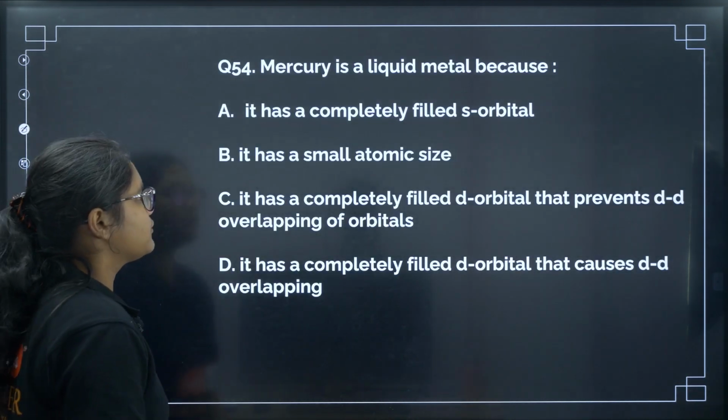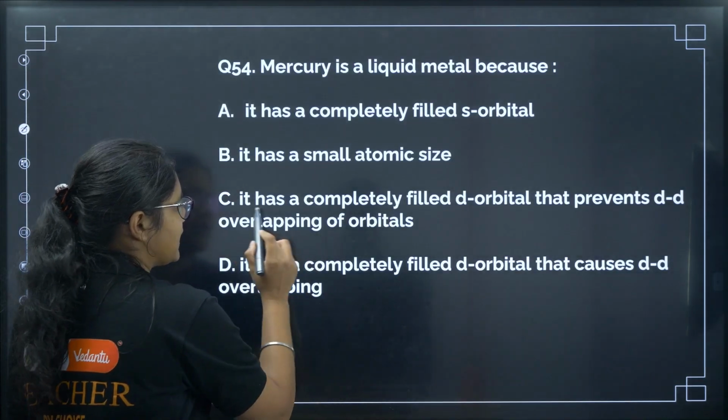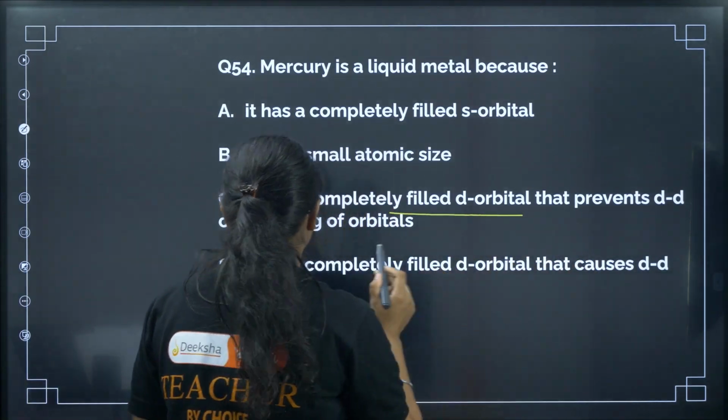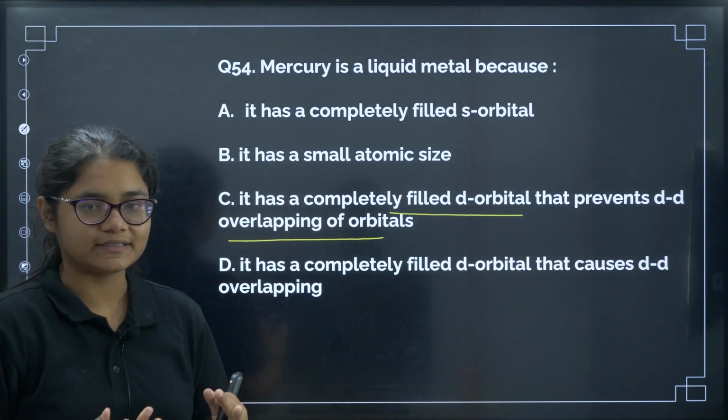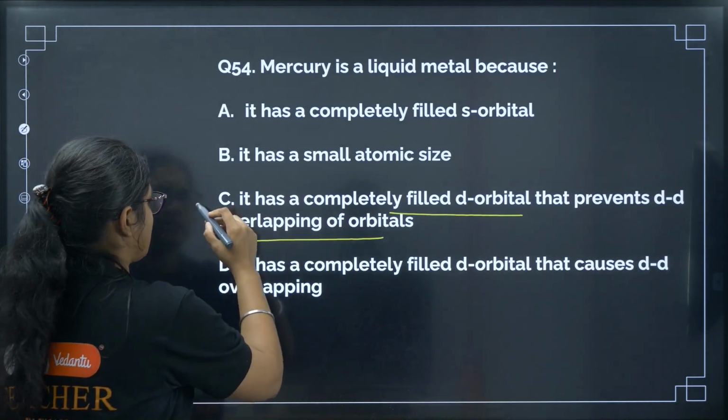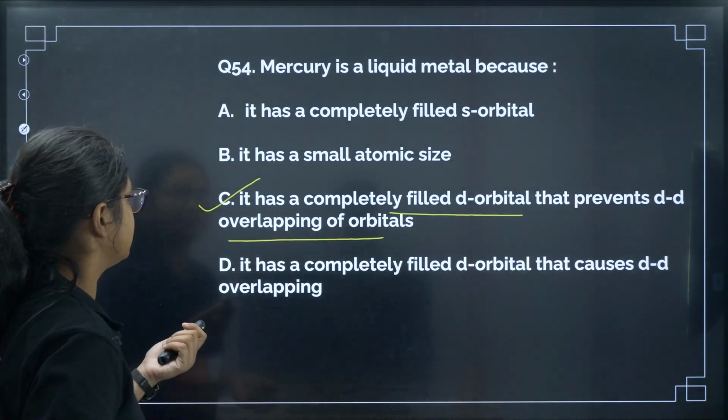Next, mercury is a liquid metal because mercury has completely filled d orbitals that prevent the d-d overlapping of the orbitals. So the intermolecular force decreases and metallic bonding is less. The correct answer for this question is option C.